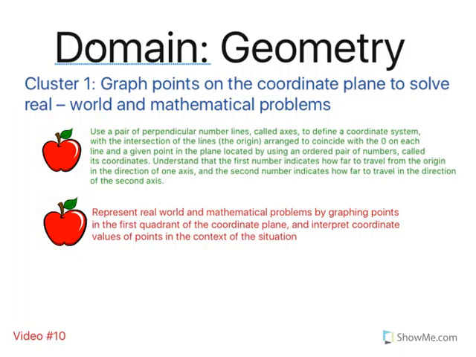The domain is geometry. It's cluster number 1, which is graph points on the coordinate plane to solve real-world and mathematical problems. The first concept is use a pair of perpendicular number lines called axes to define a coordinate system with the intersection of the lines (the origin) arranged to coincide with the 0 on each line and a given point in the plane located by using an ordered pair of numbers, called its coordinates. Understand that the first number indicates how far to travel from the origin in the direction of one axis, and the second number indicates how far to travel in the direction of the second axis.